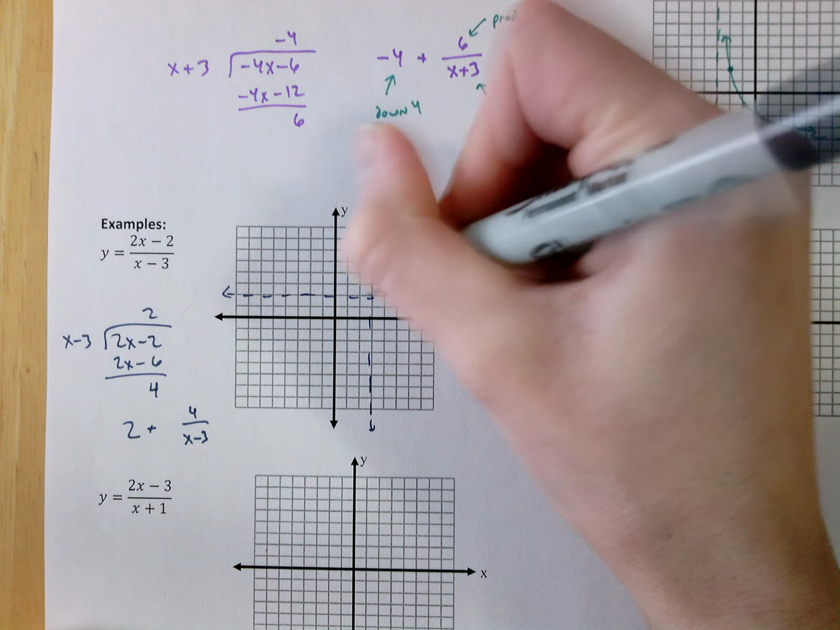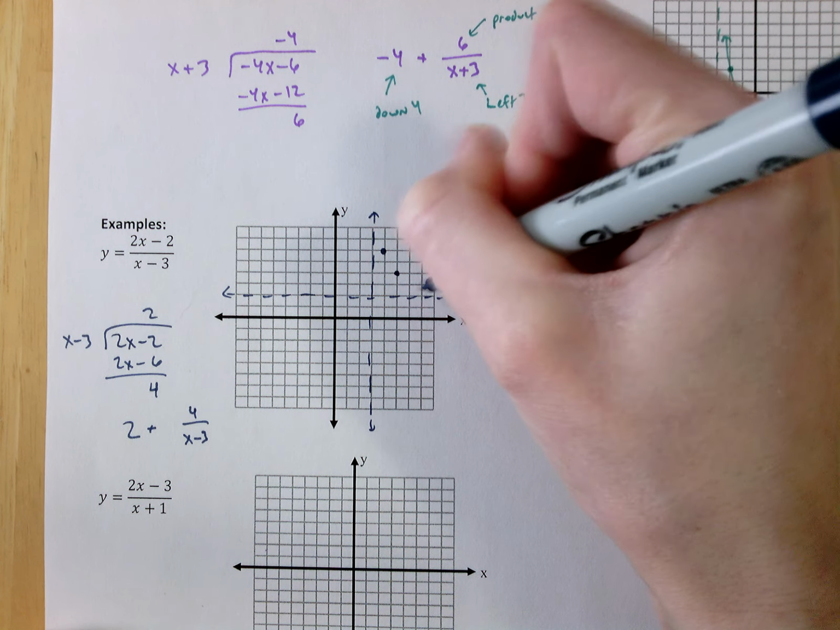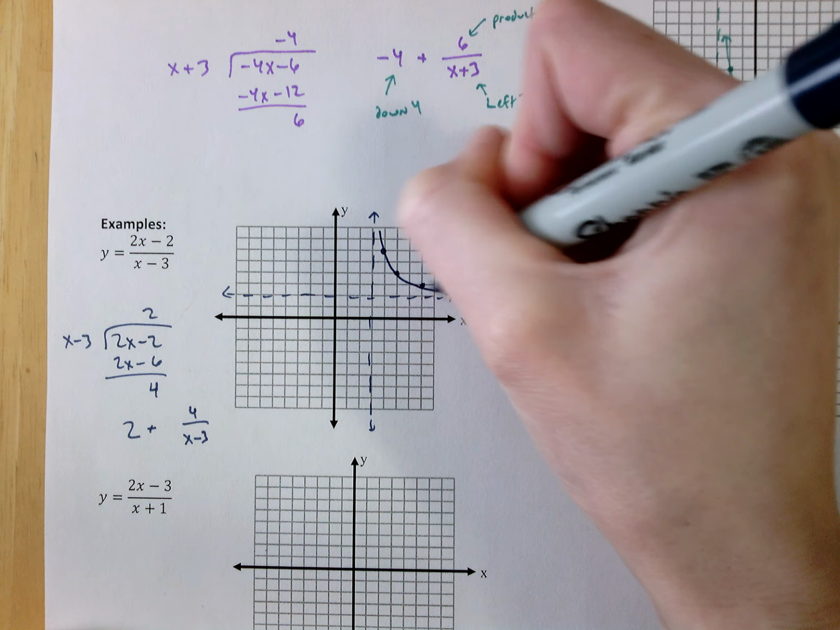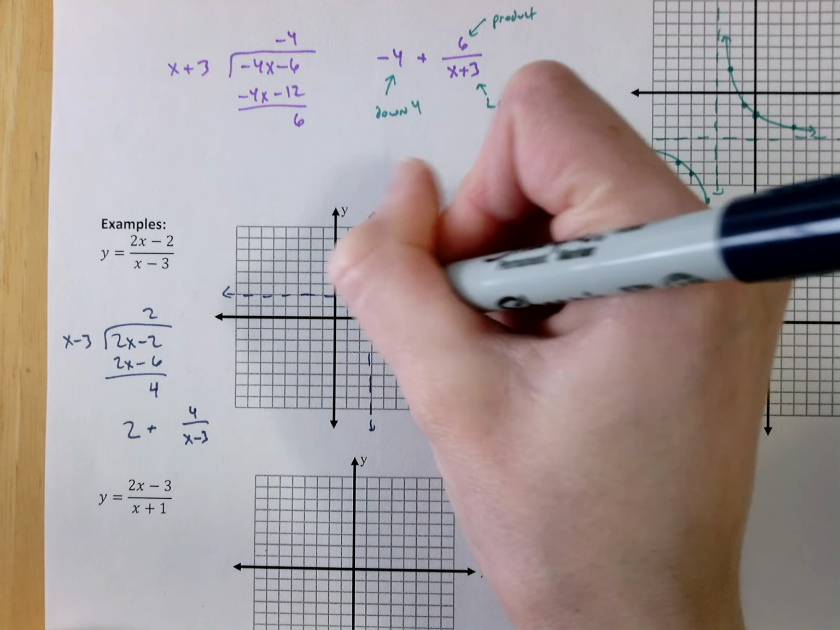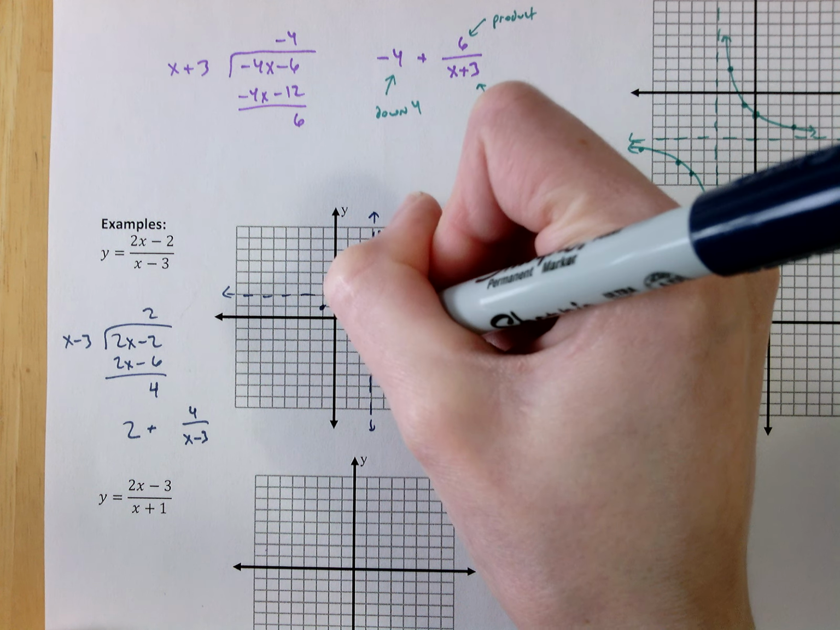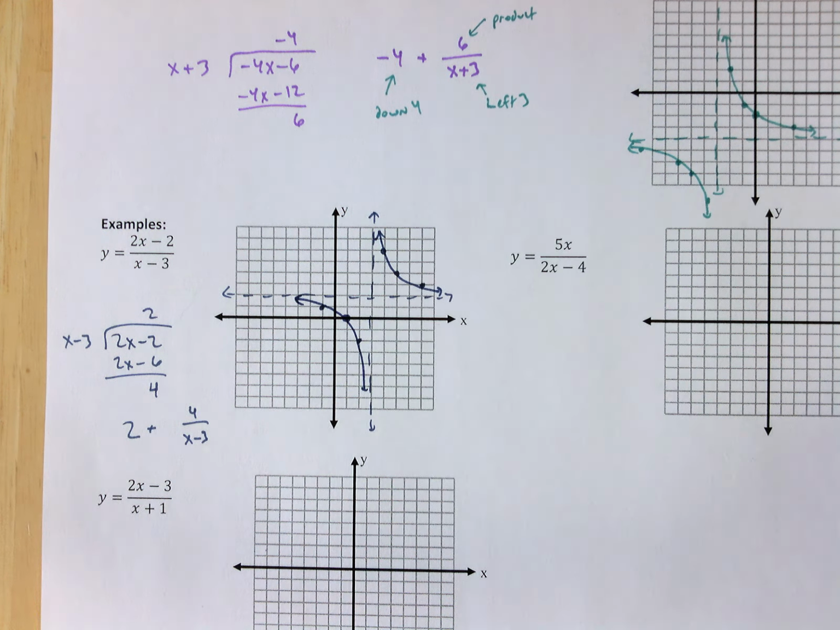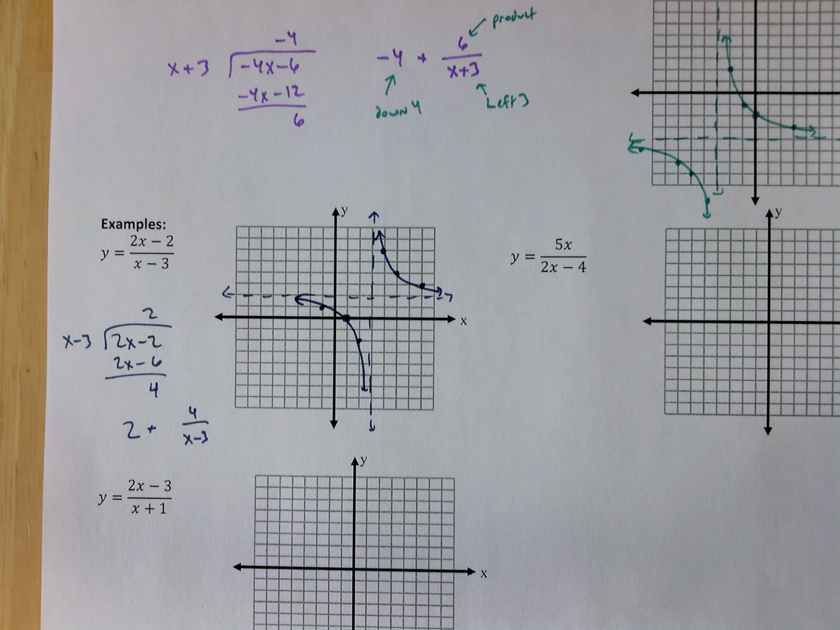And then my product is 4. So 1 times 4 is 4, 2 times 2 is 4, 4 times 1 is 4. Right? Negative 1 times negative 4, negative 2 times negative 2, and negative 4 times negative 1. And there's my graph. Okay, so personally, that is my preferred method. That's the one that I like.